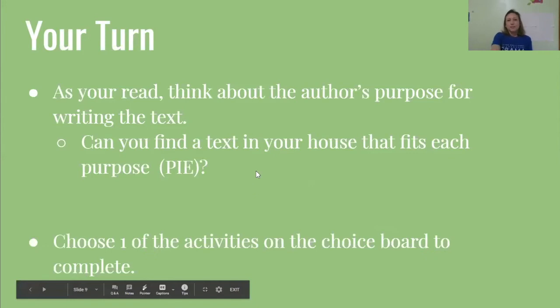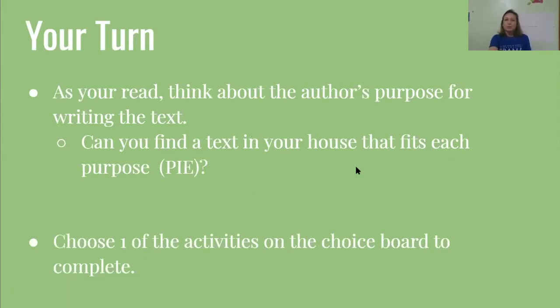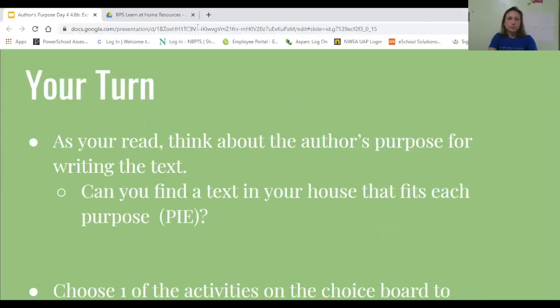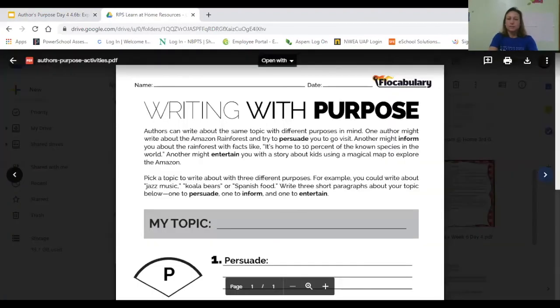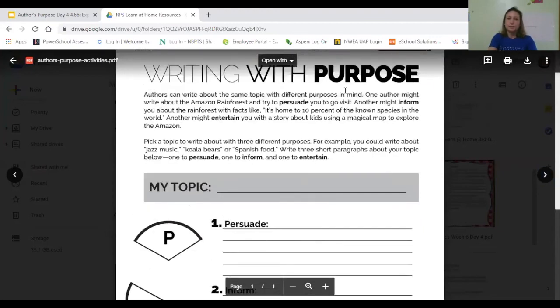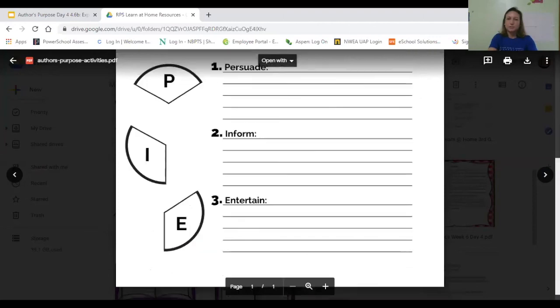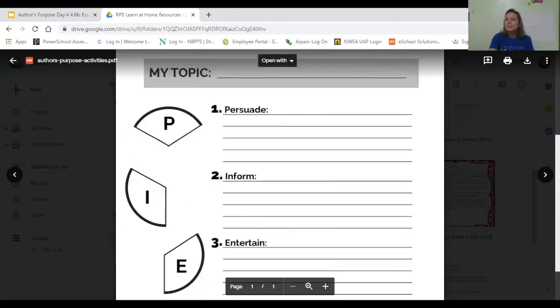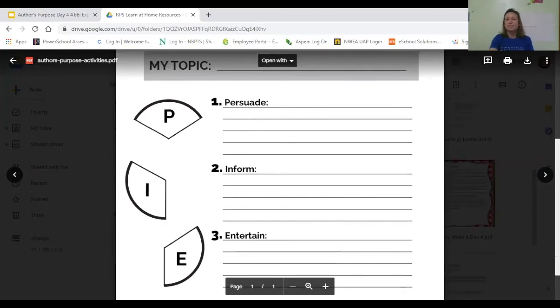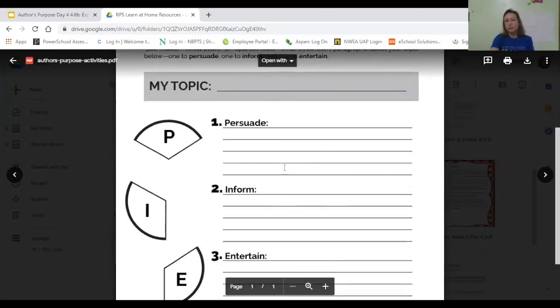So think about that. Think about author's purpose as you are reading things around your house. And then choose one of the activities on the choice board to complete if you have some extra time. And I am going to show you. Here is the vocabulary author's purpose worksheet. So it gives you directions again at the top, and you can write your 3 paragraphs right there. And if you can't print this paper, you can just do it on regular notebook paper, or you could even just tell somebody. You could just tell somebody a quick persuasive paragraph.